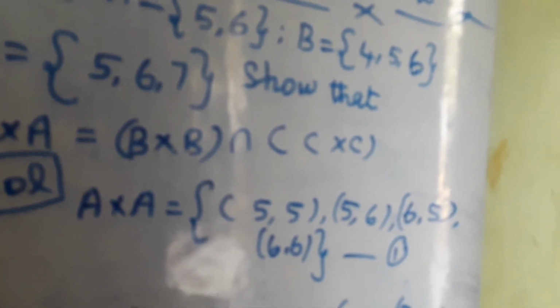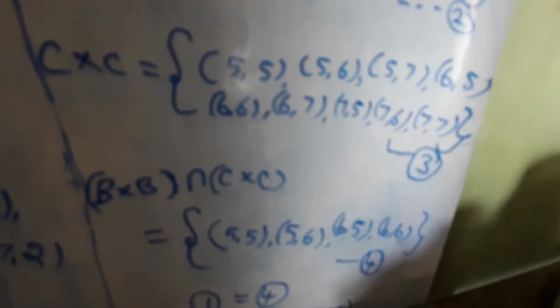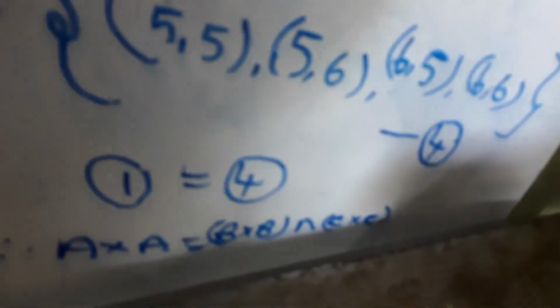Now we can notice easily that equation number 1 equals equation number 4. On the right hand side, 1 equals 4. Therefore, the left hand side also: A cross A equal to B cross B intersection C cross C.